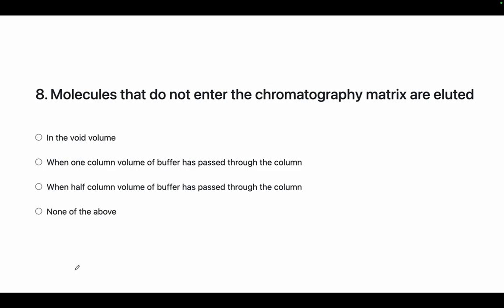Molecules that do not enter the chromatography matrix are eluted when? So this is basically saying molecules which are not able to enter the pores. Right? So these are molecules which are excluded from the pores. When will they elute in this SEC run? Like we discussed, columns will elute between the void volume and the total volume. Molecules that do not enter the chromatography matrix will be the first molecules to elute. They are traveling the shortest path in the column.